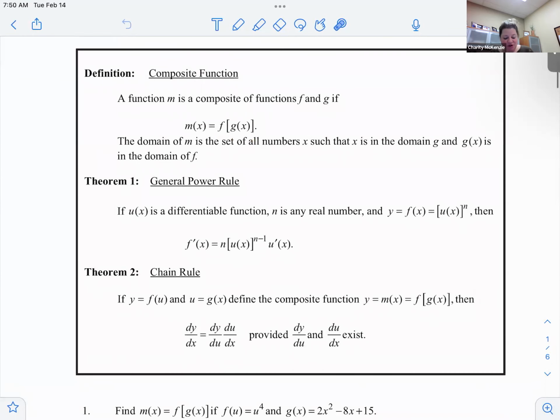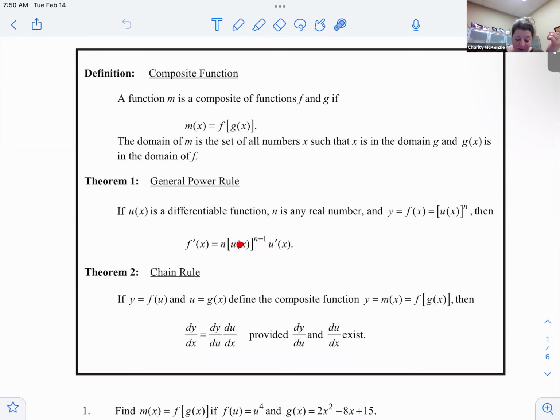So this first rule says, if you have something in a grouping symbol, remember a grouping symbol can be parentheses, it can also be square roots or, goodness gracious, logs. I'm trying to think of anything else. What we're going to do is bring the power out front like we have been, minus one, but we have to take care of what's inside. And the rule is you multiply by the derivative of the inside.